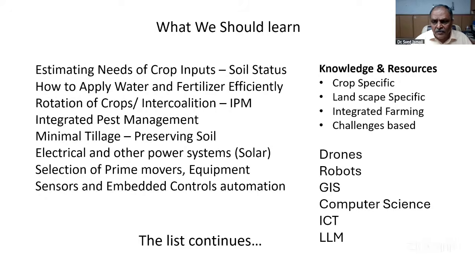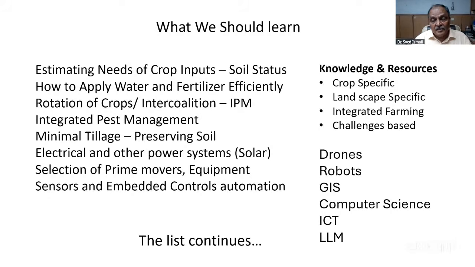Knowledge and resources. We have crop specific, we must know. For example, cotton, soybean, all the things we have to know. Crop specific, you have to go, instead of generic. Land specific also. For example, sodic soils in Maharashtra, that belt what I will do, other belt, hillside what I will do, and coastal side what I will do. This is very important, landscape specific.